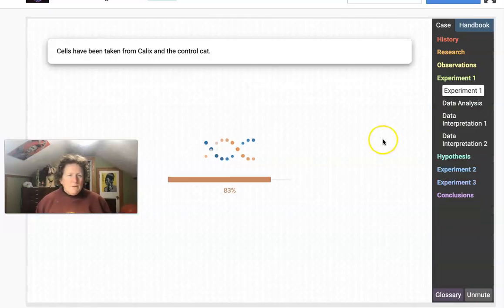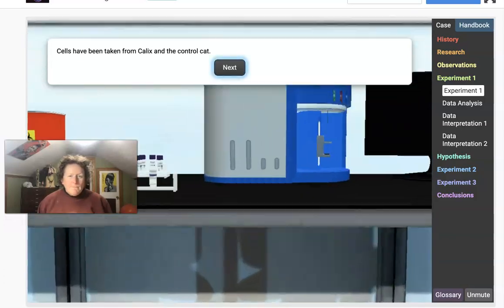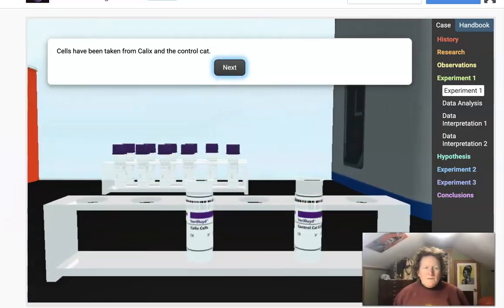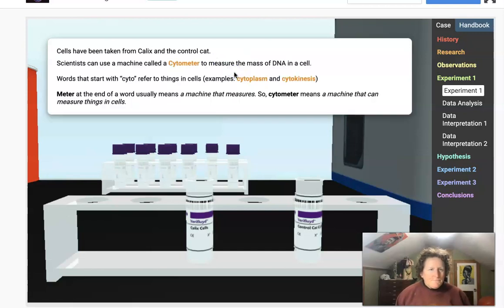So our first experiment here, we've taken cells from Calix and the control cat. Scientists use a machine called a cytometer to measure the mass of DNA in the cell. Words that start with cyto refer to things in cells like cytoplasm, cytokinesis. Meter at the end of the word means a machine that measures. So cytometer means a machine that can measure things in cells.